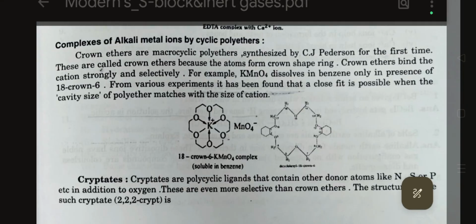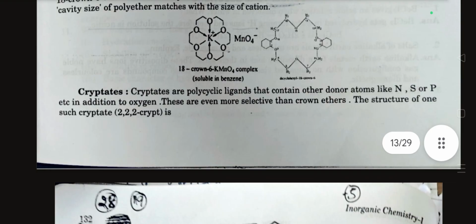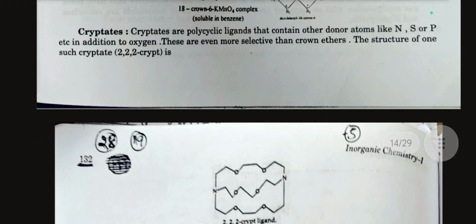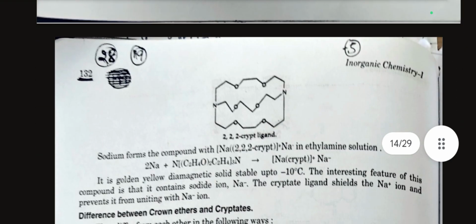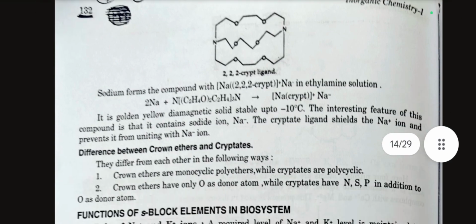These are even more selective than crown ethers. The structure of one such cryptate, 222 crypt, is like that. Sodium forms a compound with Na 222 crypt, Na+ in ethylamine solution. It is a golden yellow diamagnetic solid stable up to minus 10 degrees Celsius. The interesting feature of this compound is that it contains the sodide ion, Na-. The cryptate ligand shields the Na+ ion and prevents it from uniting with the Na- ion.